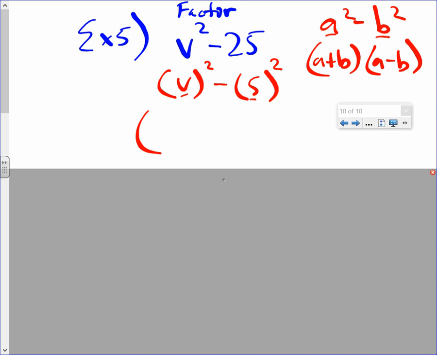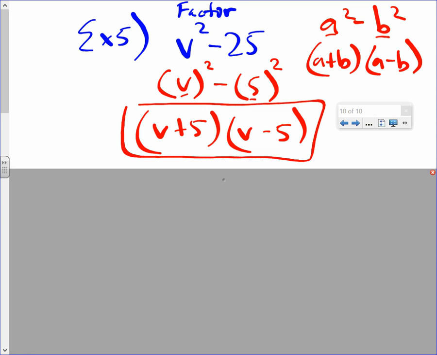So now let me write my two binomials just like warm-up. a plus b, a minus b. There's our factors, ladies and gents. We'll write that down. b plus 5 times b minus 5.